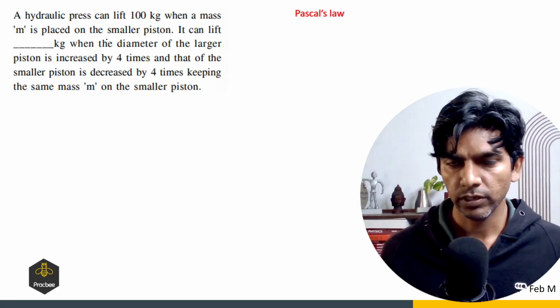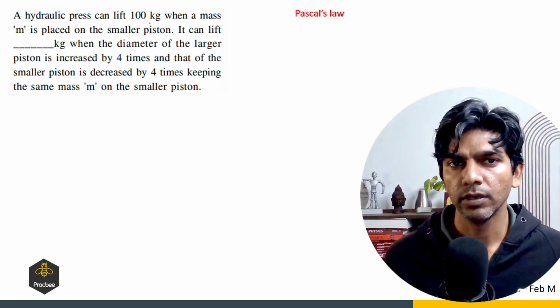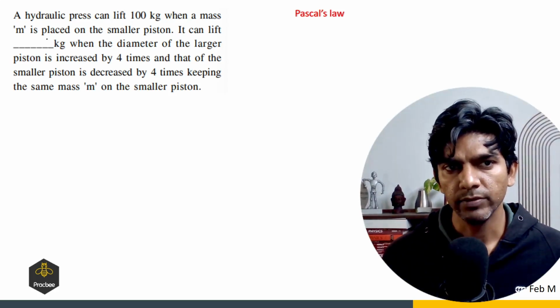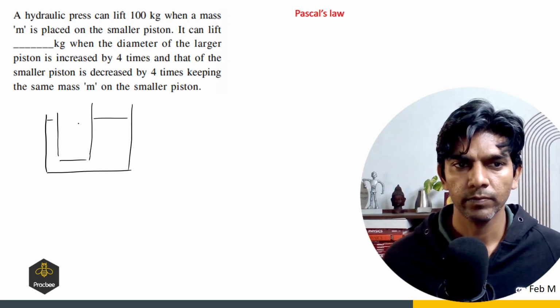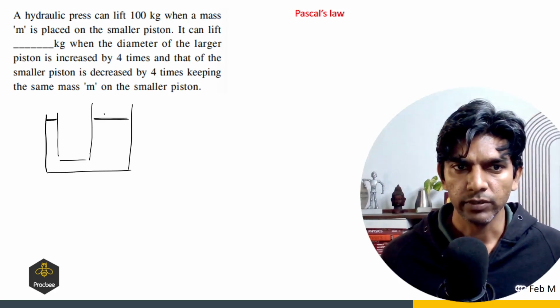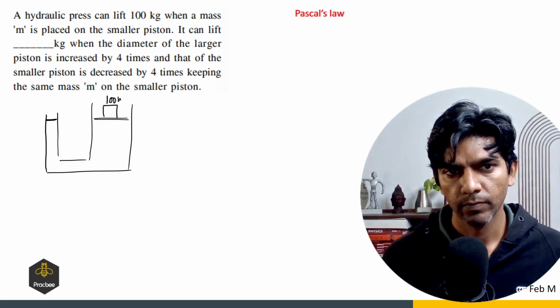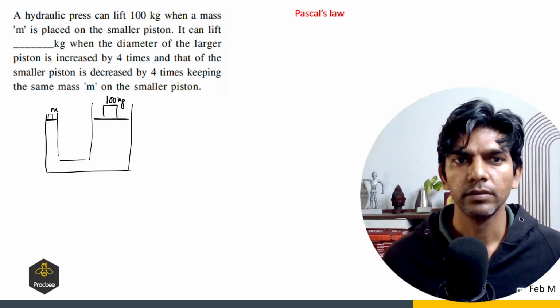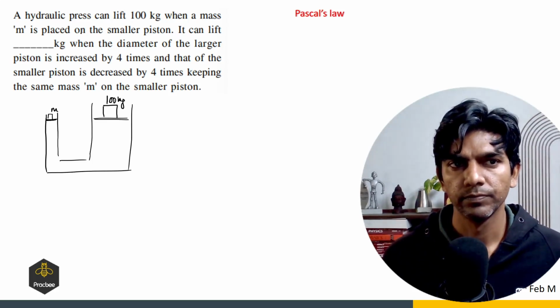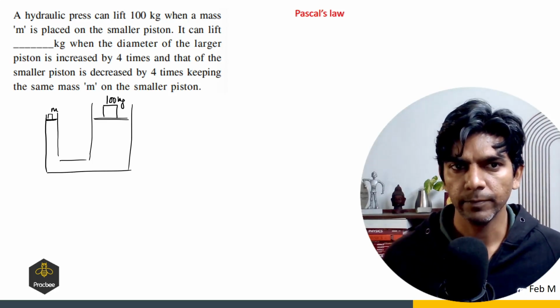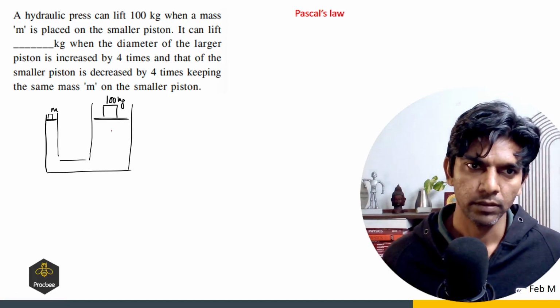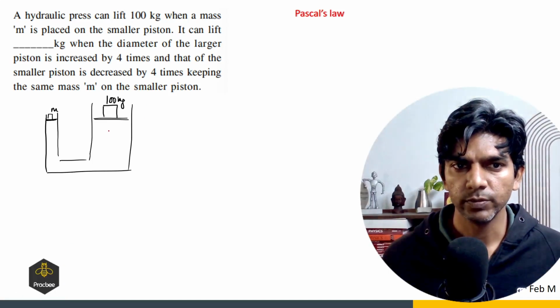Next question based on hydraulic press. A hydraulic press can lift 100 kilograms when a mass of m is placed on the smaller piston. So here we have a smaller piston, here we have a bigger piston. So the hydraulic press can lift 100 kilograms. So if we have 100 kilograms here, and if we place a mass m here, then we are able to lift 100 kilograms. How many kgs can it lift when the diameter of the larger piston is increased by 4 times, and that of the smaller piston is decreased by 4 times?